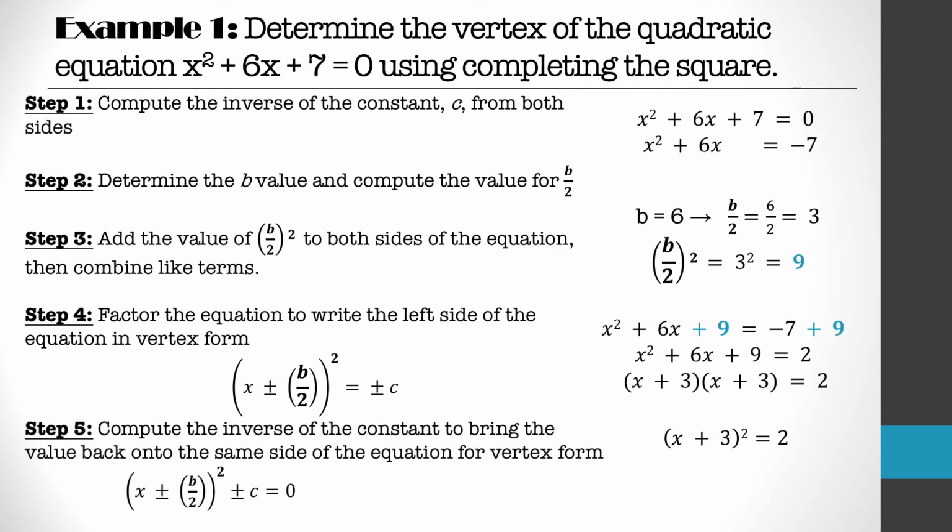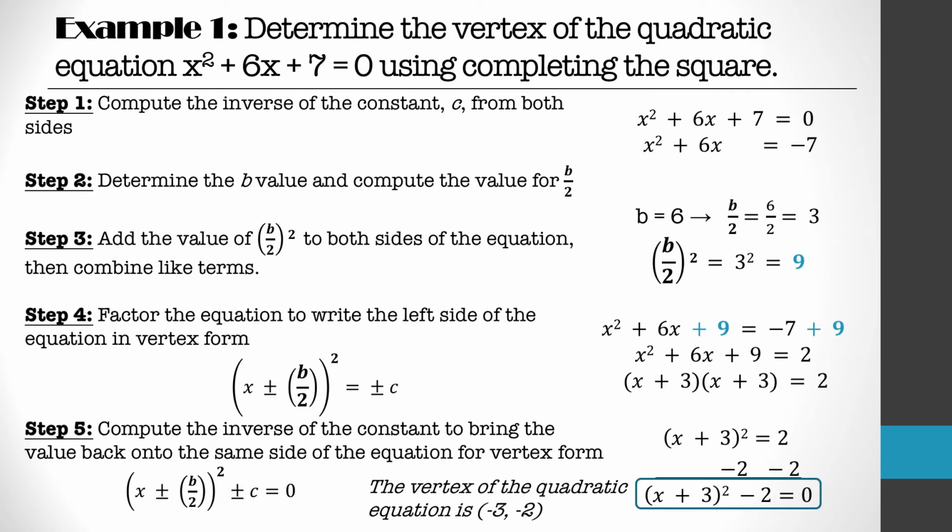Next, in order to get to vertex form, you want to compute the inverse of the constant and bring it back to the other side so the equation equals 0. In this case, the right side of our equation is equal to positive 2. So we subtract 2 from both sides to get x plus 3 squared minus 2 equals 0. Therefore, the vertex of our quadratic equation is negative 3, negative 2. Our h value here is positive 3, but we take the inverse since it's inside of the parentheses. And our negative 2, which is our y value, stays as is.